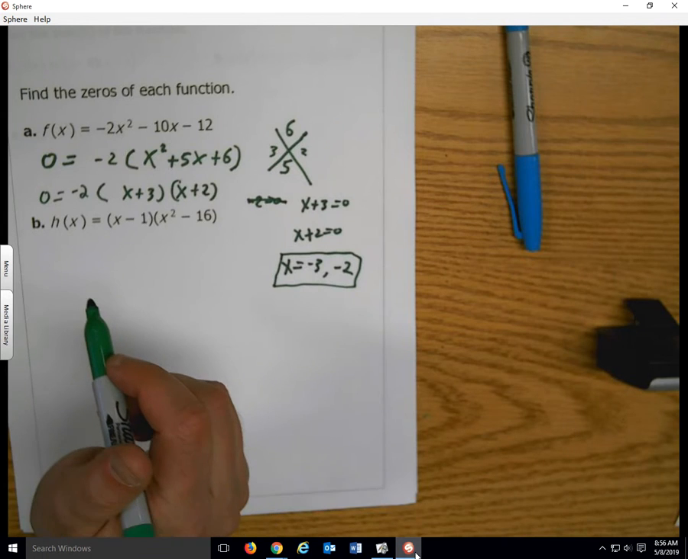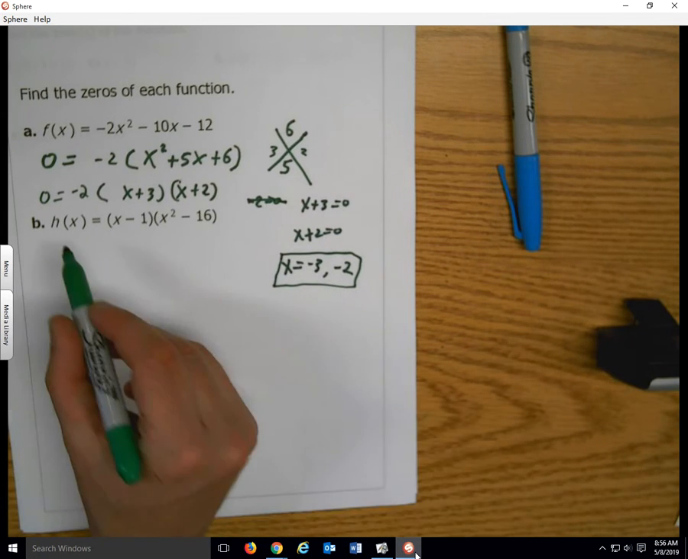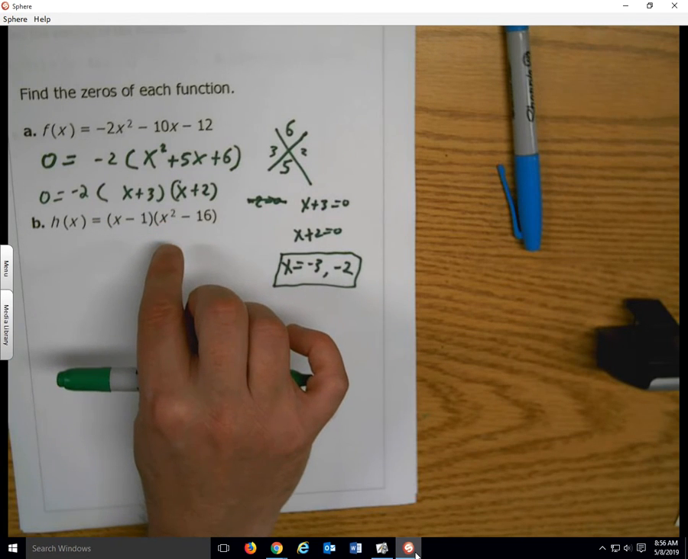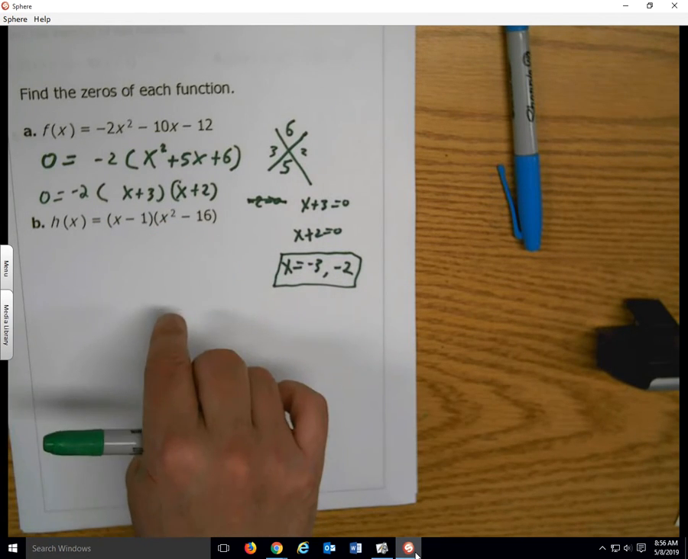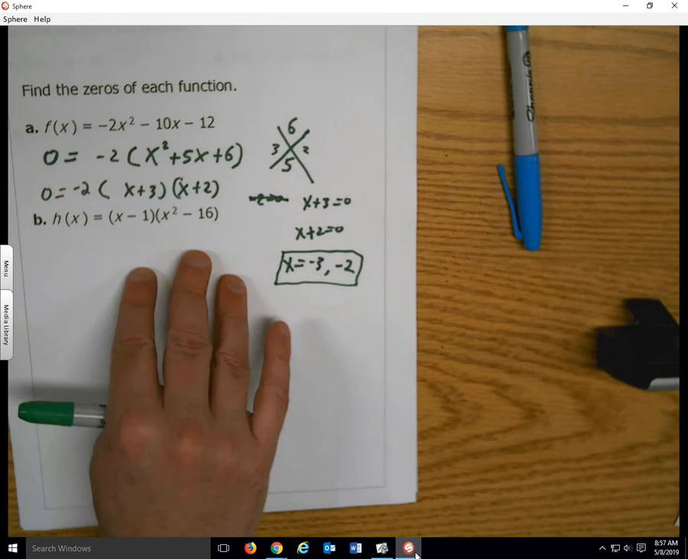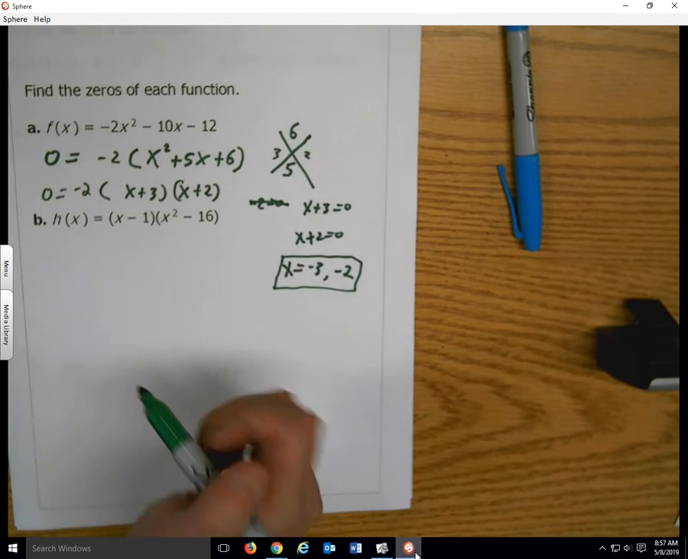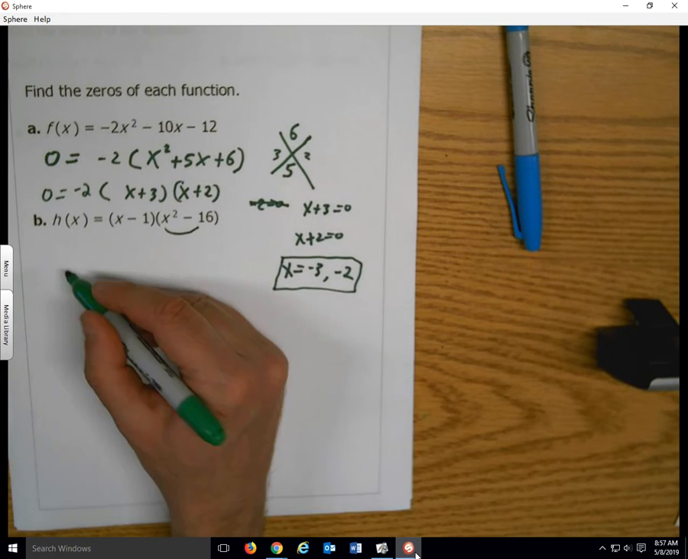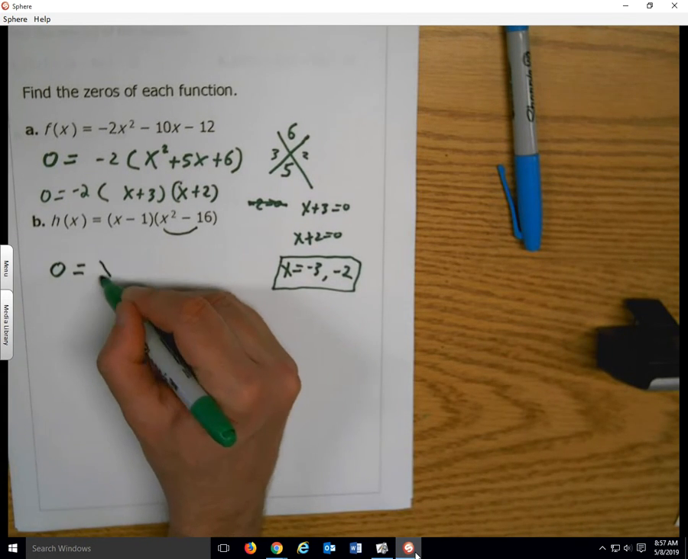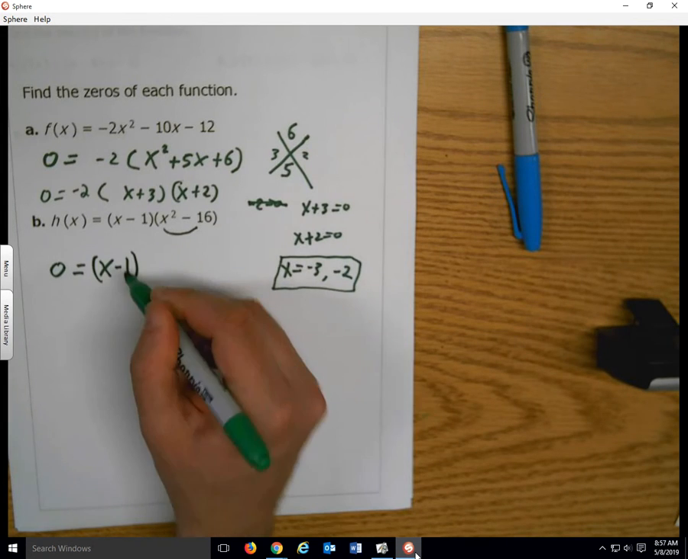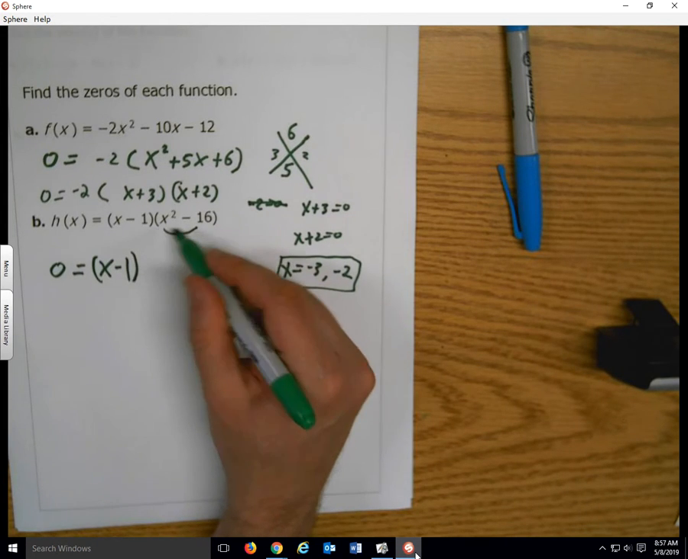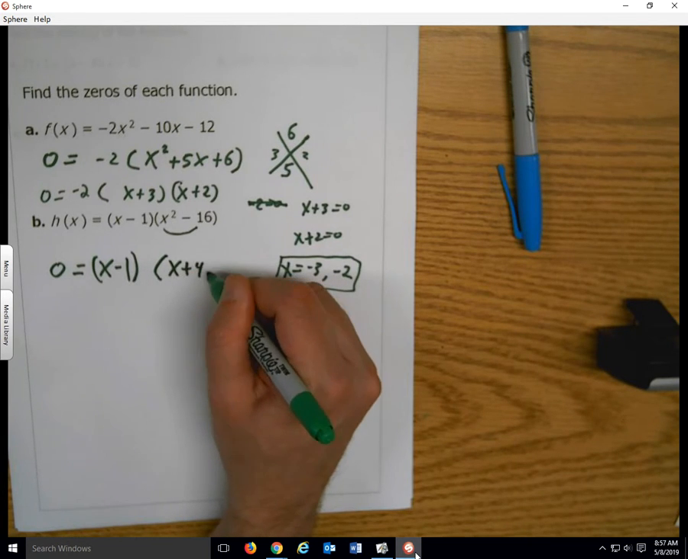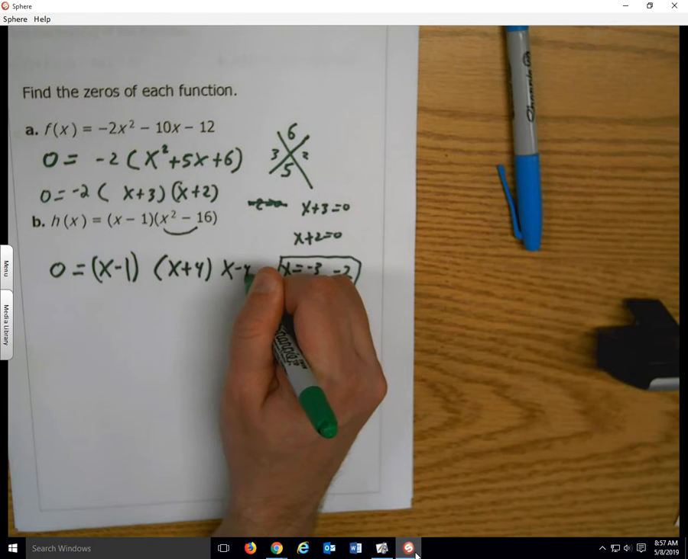So let's go ahead and do the next one. Looking at this here. This one, if you were to multiply it, wouldn't be a quadratic. It wouldn't be a parabola. It'd be a cubic, which we'll talk about probably next video or maybe the video after. But for right now, notice you can factor this one. So 0 equals x minus 1 times, this is a square, this is a square, and there's a negative, the difference of two squares, x plus 4, x minus 4.